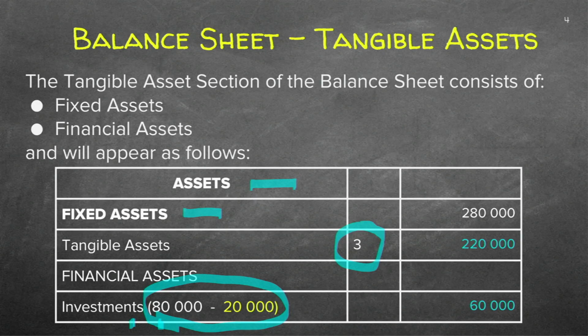If I now have a look and I say, here's my 220,000, and I draw a little box, plus my 60,000 gives me an answer of 280,000. And so for any reader of the balance sheet, we will have fixed assets are valued at 280,000 Rand, and then we show the breakdown of how we arrived at 280,000 Rand.